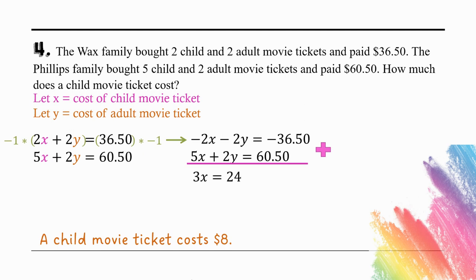Negative 2x plus 5x gives us 3x. Negative 36.50 plus 60.50 is 24. Dividing both sides by 3, we get x equals 8. So a child movie ticket costs $8.